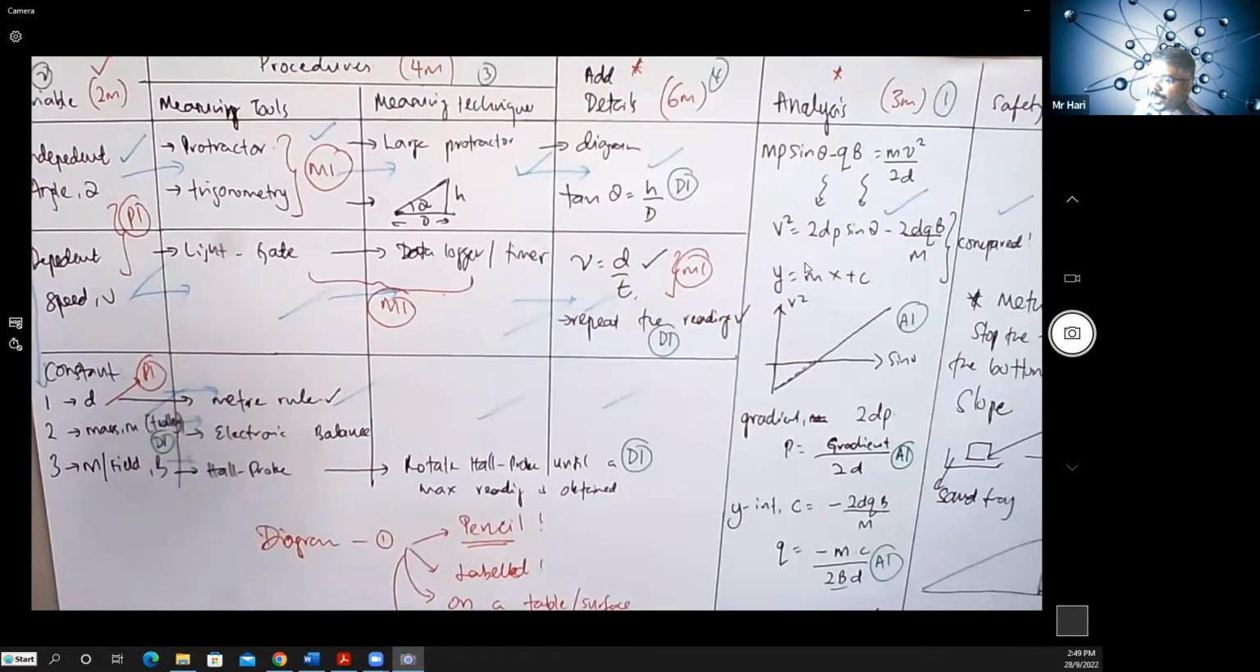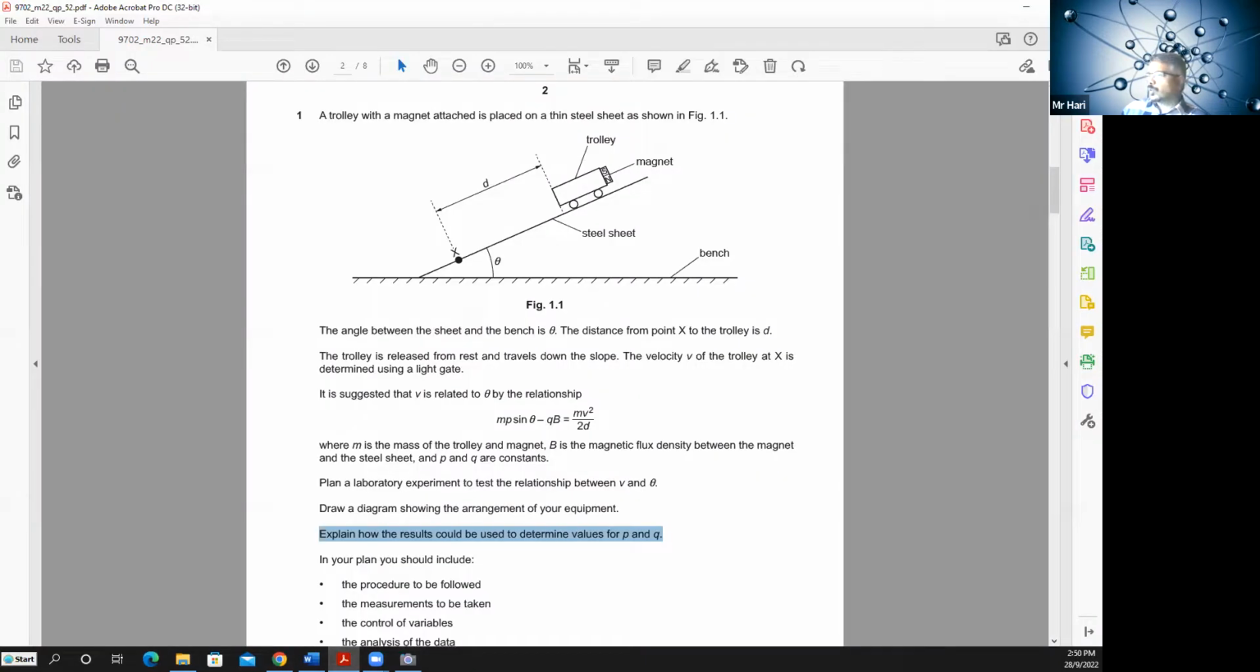Okay, any question? Q&A. Any question you want to ask? Okay, one of your friends asked a very good question. This is also a question some of my students ask. What if you don't understand the question?